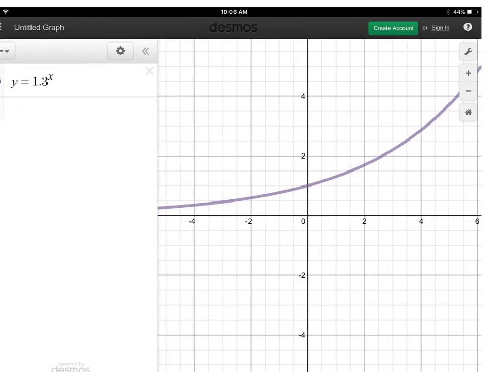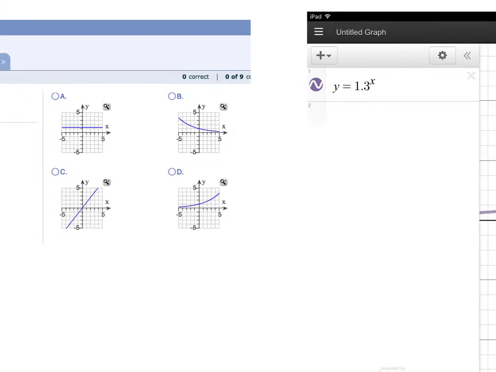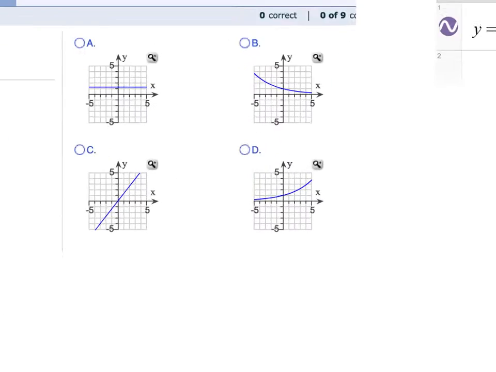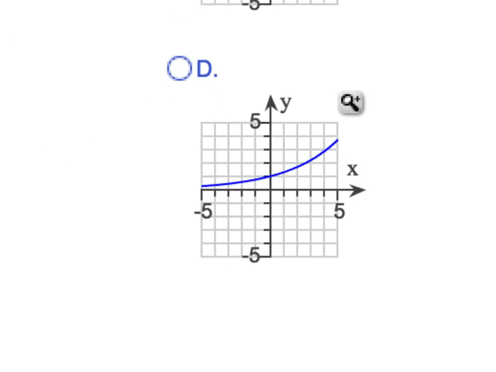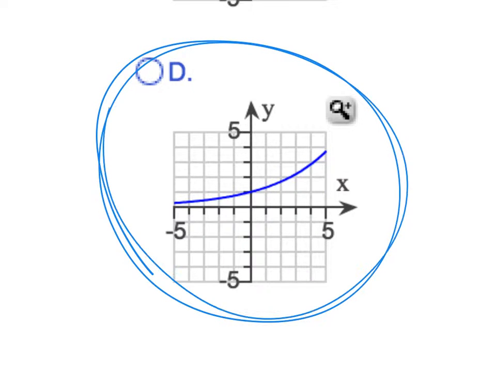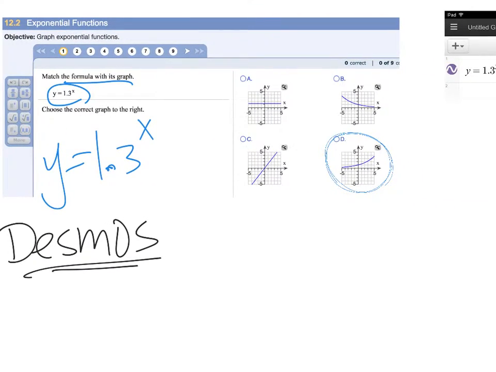And so when you do that, you'll see, okay, it's gently sloping up. You'll see it crosses at 1 right here. And so we need to figure out which one of these graphs gently slopes up and crosses at 1. And you can see, oh, it's definitely D. So the answer in this case is D. And how did we do that? Well, we let Desmos do all the work, and that's it.